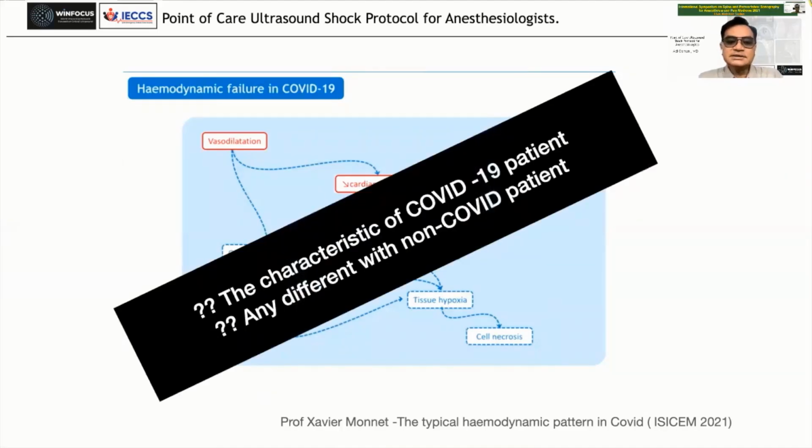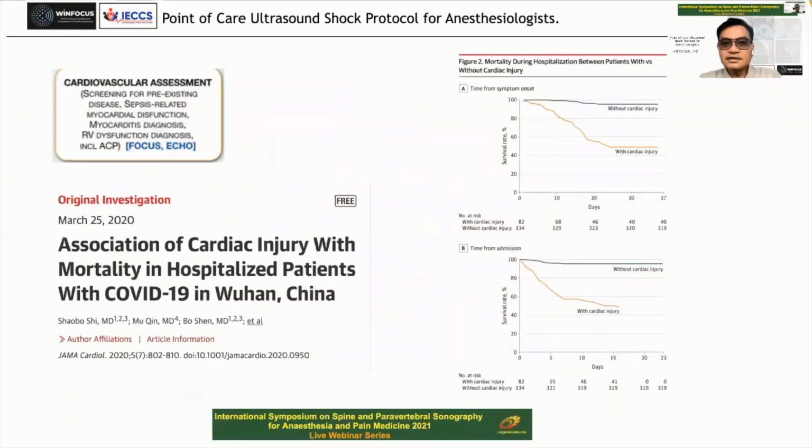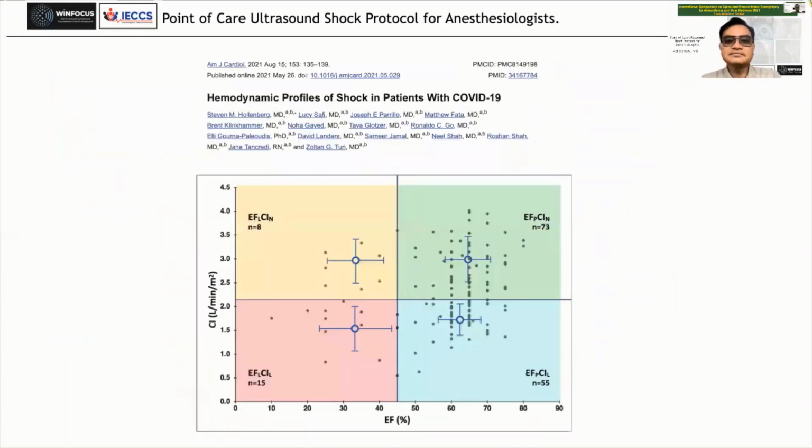The question now is, is there any characteristic of COVID-19 patients which differs from non-COVID patients? We know now that one of the complications we see a lot in COVID patients is LV failure caused by myocarditis, to the point that patients present with heart failure and even arrhythmia. A lot of evidence has shown that COVID patients with cardiac injury have a poor prognosis compared to those without cardiac injury.